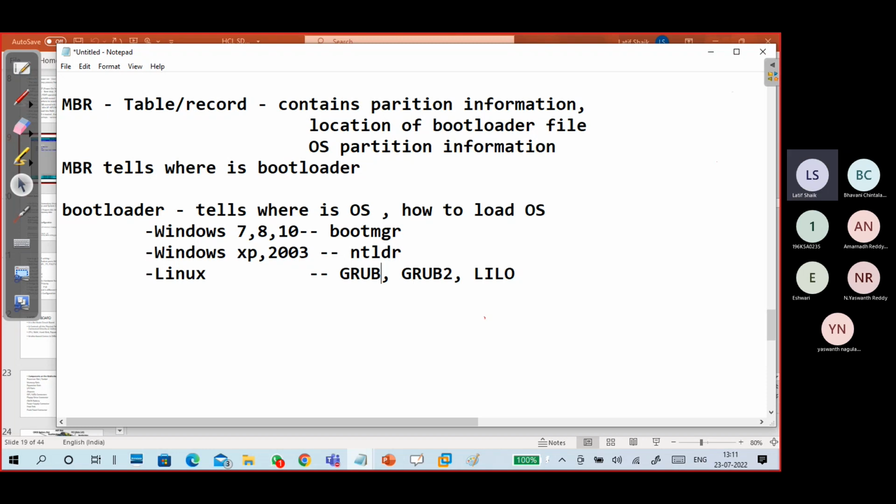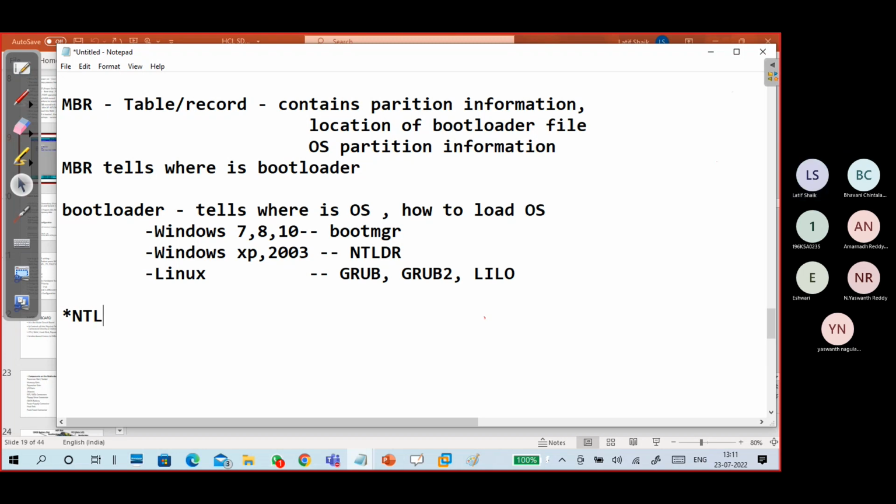So GRUB is basically for Linux and Unix. LILO, Linux in, Linux out. 2003 server, 2000 server, 2000 Professional, XP, 98, 95, basically NTLDR. If you want caps also, I can type NTLDR. So you can type in Google NTLDR missing, boot MGR missing. This is another file, right?